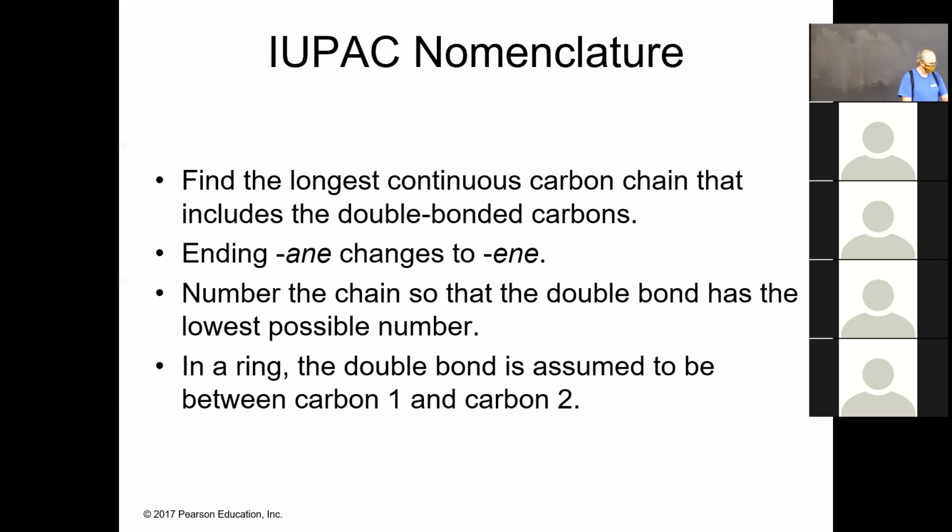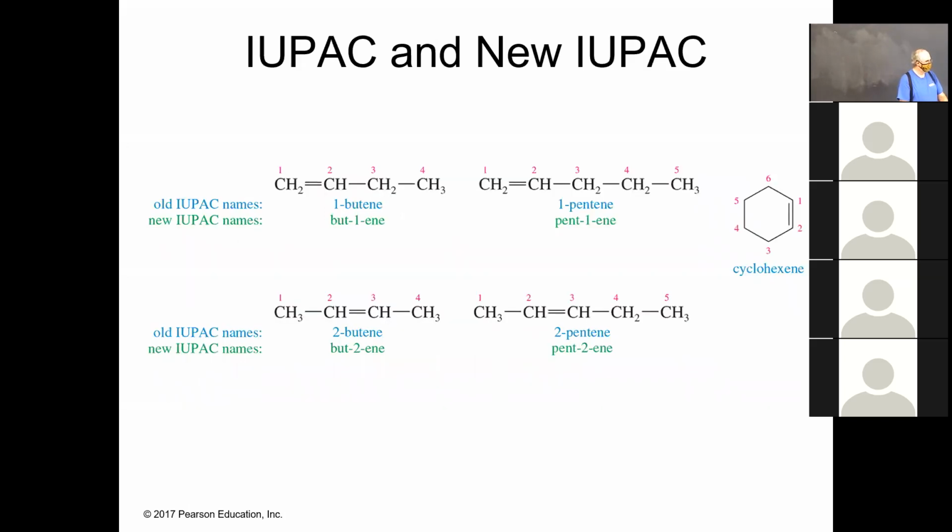All right, next we'll look at IUPAC nomenclature of alkenes. You can recognize an alkene because it'll end in ENE instead of ANE. We will number the chain so that the double bond has the lowest possible number. In a ring, the double bond is assumed to be between carbons 1 and 2. Okay, so here are some examples.